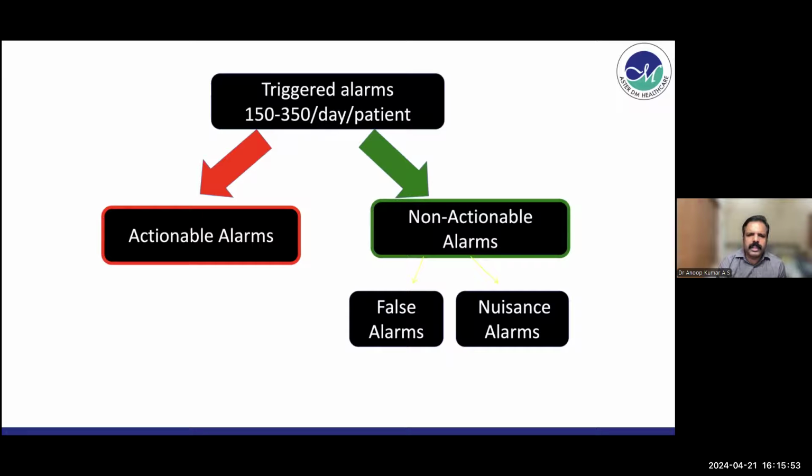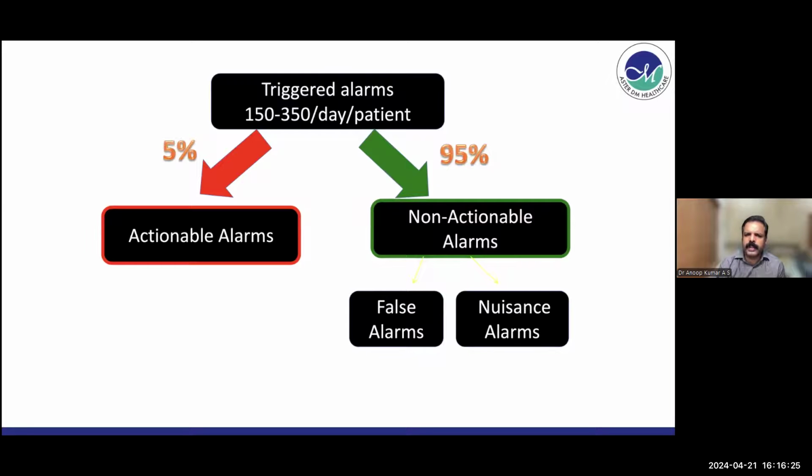So usually the triggered alarms are like 150 to 350 per day per patient. A few of them will be actionable alarms, and the majority of them will be non-actionable alarms. They can be false alarms or nuisance alarms, like I've already told, because of sensor issues, etc. But as an experienced clinician or a bedside nurse, you should be able to pick up the actionable alarms, and you should be able to troubleshoot them.